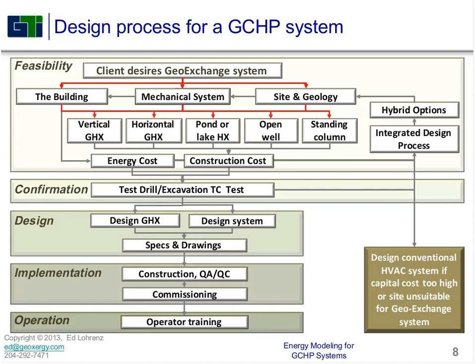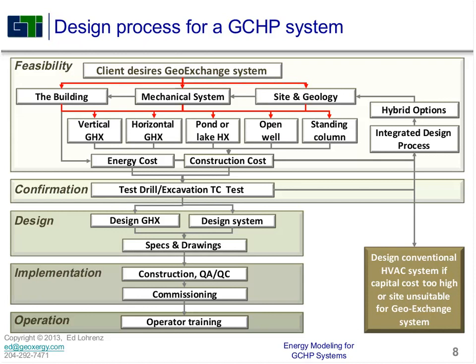At that point, once you've looked at how much energy you need to pull out of the ground, you can look at the land area that you've got available and determine what kind of ground heat exchanger you can put on the site. How much room do you have? You can get a decent estimate.